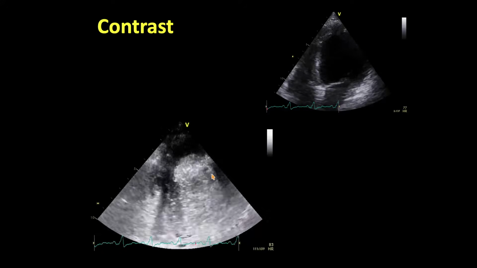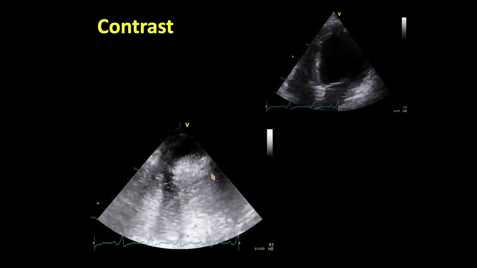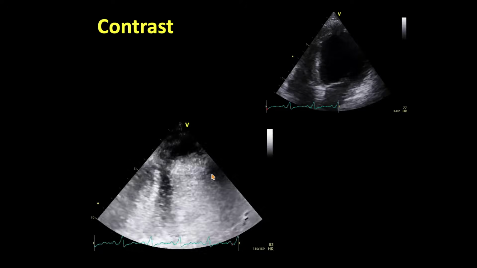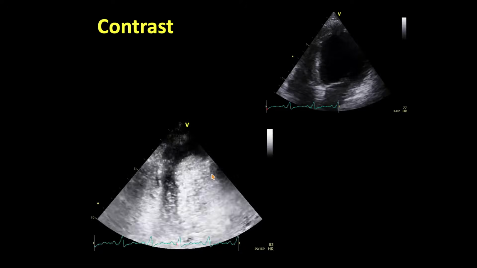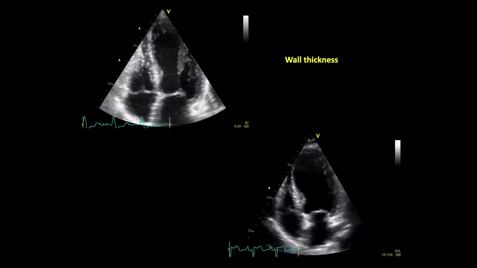So that's where the contrast is. So anytime you see some dark area, because clot typically doesn't take any bubbles, that is going to be the thrombus over there. So a few points before I sort of wind up.